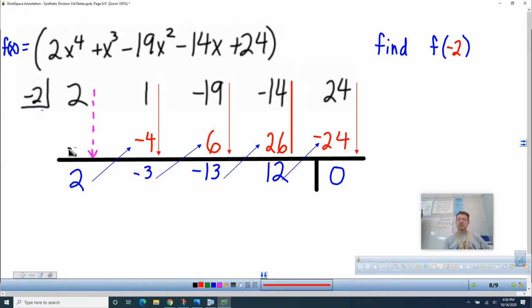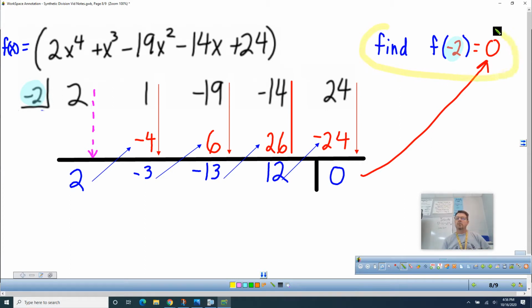Did you see any changes though? No changes here. The thing you've got to be careful of is noticing that when they're asking for f of -2, you're not going to change the sign. And then you can answer the question at this point. Find f of -2. Well, f of -2 equals 0.